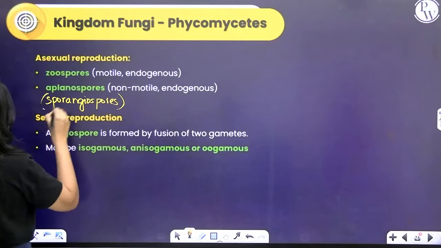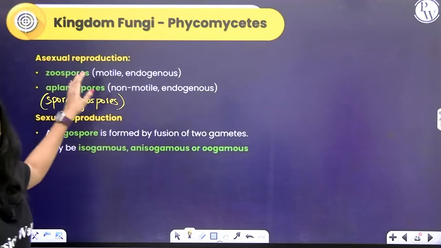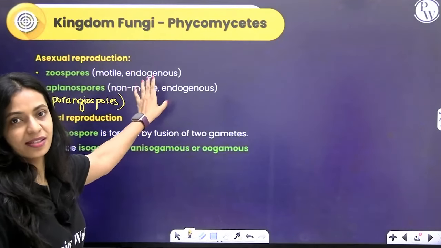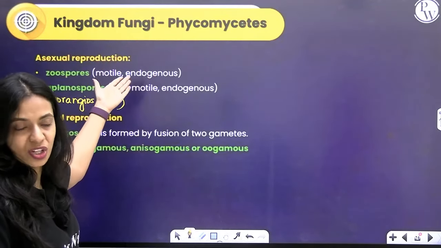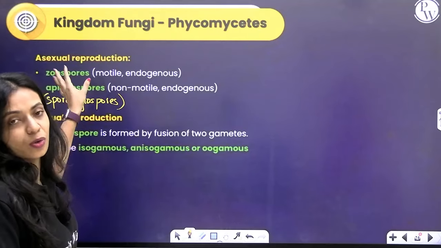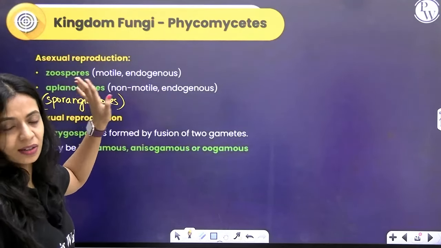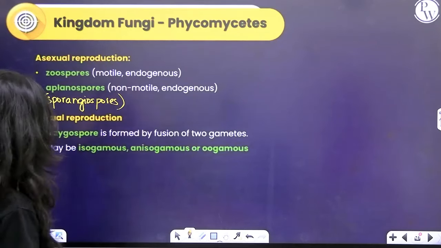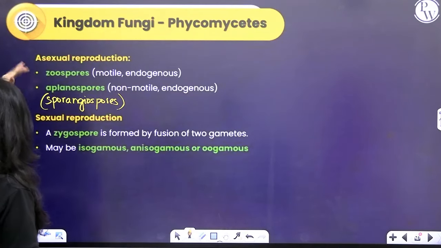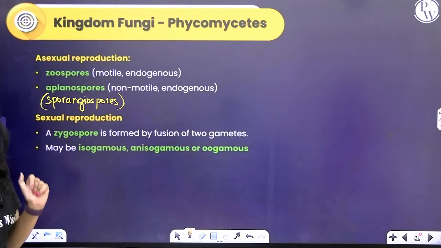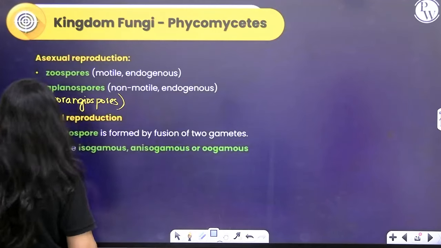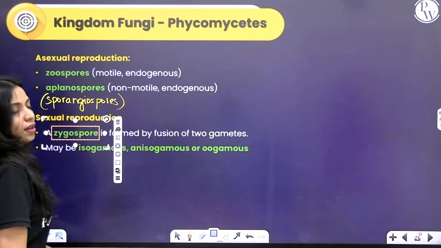We've already discussed these two types of spores. Zoospores are motile flagellated, produced inside structures called zoosporangia, so they are endogenous. Aplanospores are also called sporangiospores. They are non-motile but produced inside sporangia, so they are also endogenous. Both of them are endogenous. This is motile, this is non-motile. Sexual reproduction happens by the formation of what we call the zygospore.